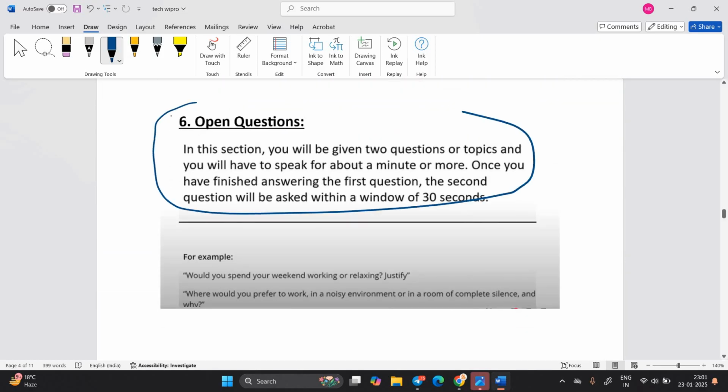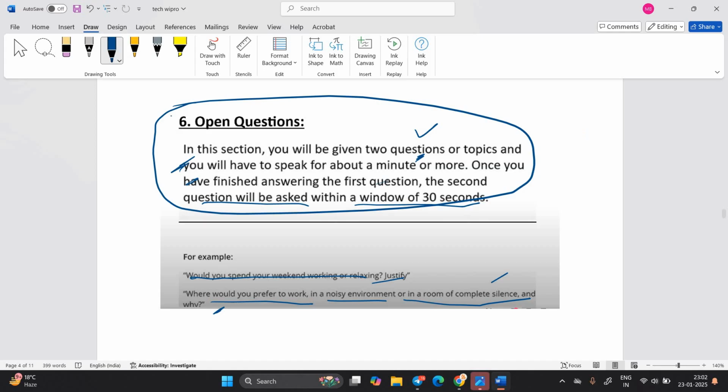In this section, you will be given two questions or topics and you will have to speak for about a minute or more. Okay. Once you have finished answering the first question, the second question will be asked within a window of 30 seconds. Would you spend your weekend working or relaxing? Justify. Where would you prefer to work? In a noisy environment or in a room of complete silence, and why? Open questions are there.